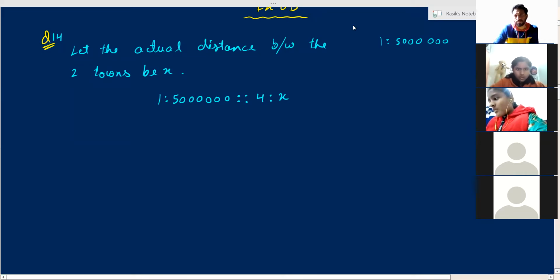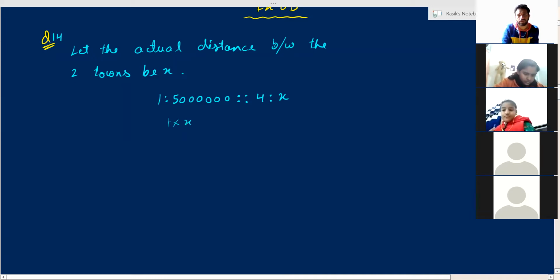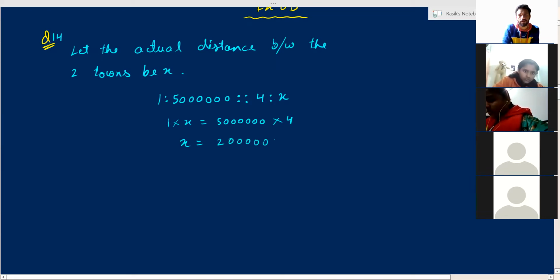Okay, so this was just to explain to you. Don't note this down. This one you have to note. So you can form the equation. Write down the formula: product of extremes, 1 into x, equals product of means, 50 lakh into 4. So x equals 2 crore centimeters. x is equal to 2 crore centimeters. Change it into kilometers.